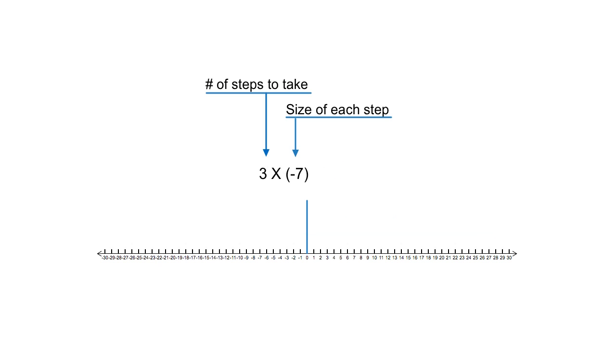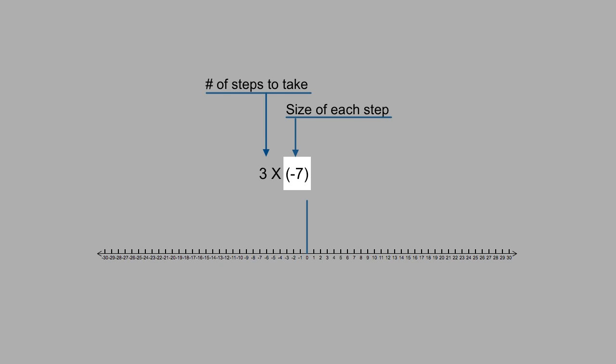Before we tackle this problem, let's talk for a moment about its form. Notice the size of each step. What's different about this? For one thing, the size of each step is -7. This means these steps are going off to the left from 0 instead of the right. But why did I put this in parentheses?